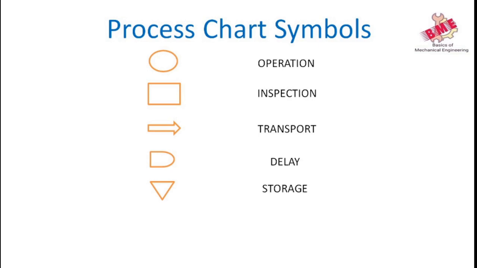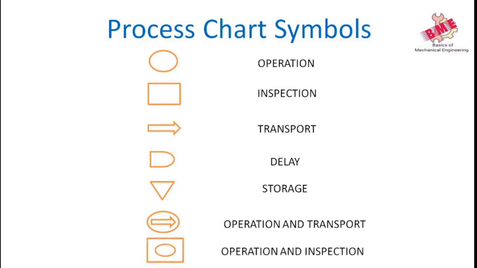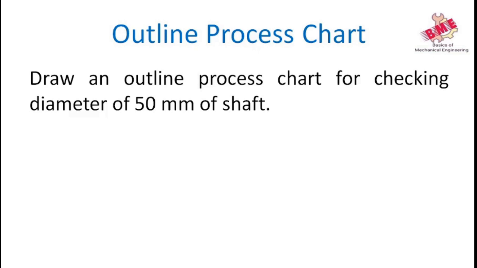Next, along with these symbols, combined symbols are also used. First one is operation with transport, which is shown by a circle and arrow. For example, assembly of parts when it is moving on a conveyor. Next is operation and inspection, which is done simultaneously. For example, filling the milk in packages and checking of leakages. Now we will see what an outline process chart is. It is called an operation process chart.